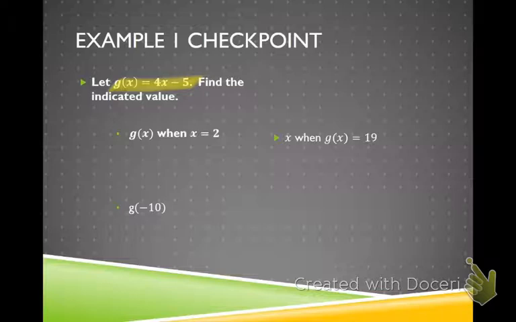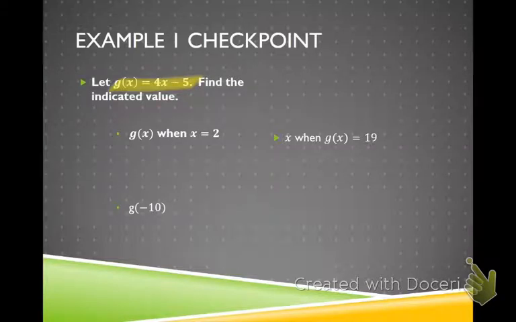All right, so you have 3 scenarios. Find g of x when x equals 2. Find g of negative 10. And find x when g of x equals 19. Make your substitutions and solve. I'm going to walk around and check y'all's and make sure y'all don't have questions, and we'll pick back up here in just a minute.